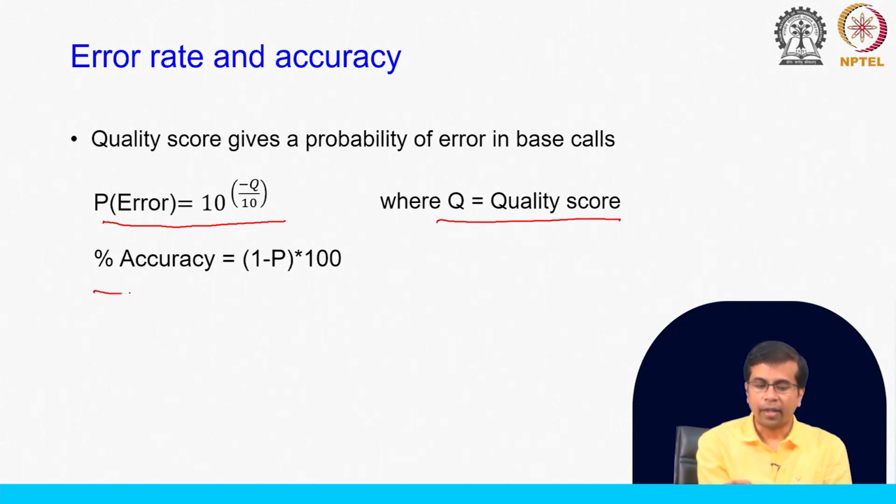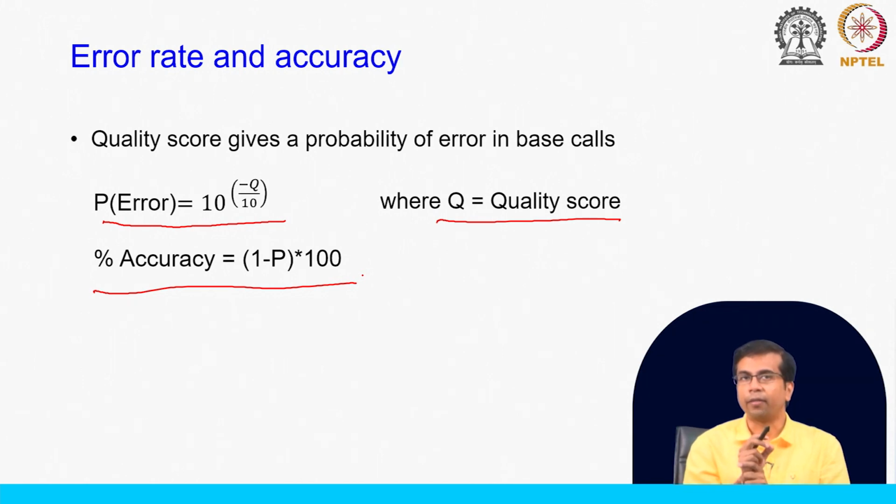Then we can calculate the percentage accuracy, which is given by 1 minus the probability of error, times 100. So, if you are calculating accuracy in percentage, like the 99.9% accuracy we have seen for Illumina, or 90%, 95% for other platforms, whatever the accuracy is, we can calculate it using this formula.